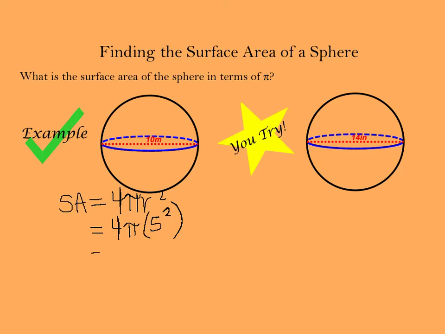Now all I have to do is simplify this. 5 squared is 25, so I have 4 times pi times 25. And then 4 times 25 is 100. So my answer is going to be 100 pi meters squared. And I know it's squared because anytime we're talking about surface area, we're using square units. Alright, so you try. I want you to do the same exact thing, and you're looking at this sphere over here that has a diameter of 14 inches.